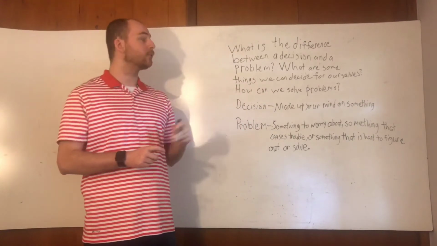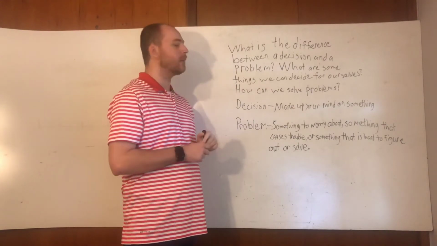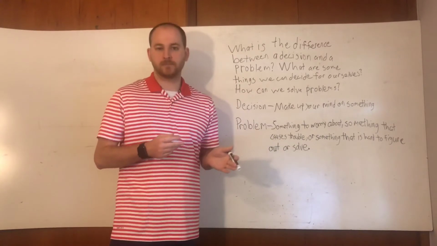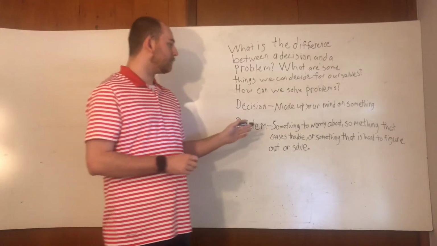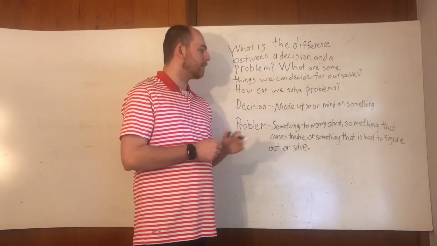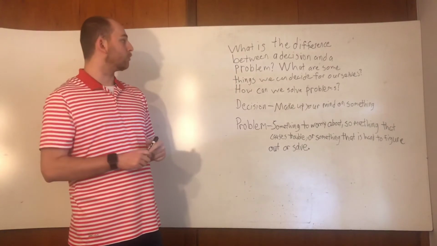Now let's look back at our first essential question. What is the difference between a decision and a problem? A decision is when you make up your mind on something. And a problem is something to worry about, something that causes trouble, or something that is hard to figure out or solve.